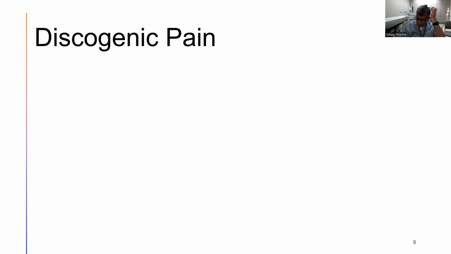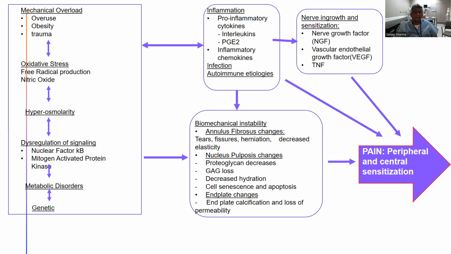Now, among back pain, we have different kinds of pain: spondylosis, facetogenic pain, radicular pain, and the most difficult to manage among the back pains is the discogenic pain. It's the hardest to manage. So I'm going to spend a little bit of time talking about discogenic pain. Next, please. Next slide.